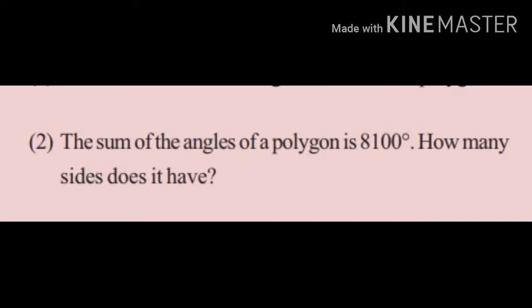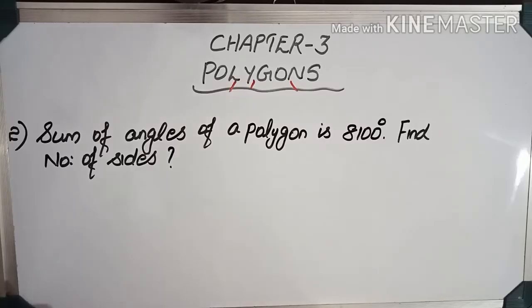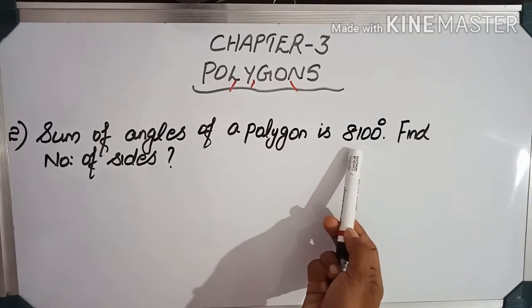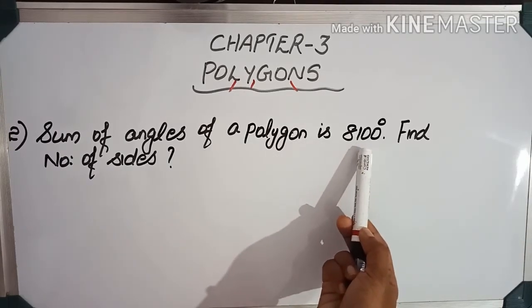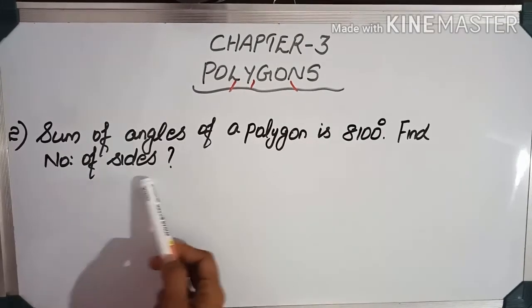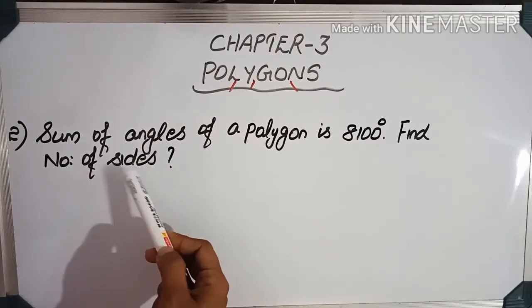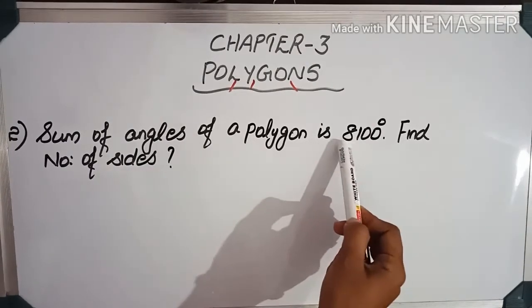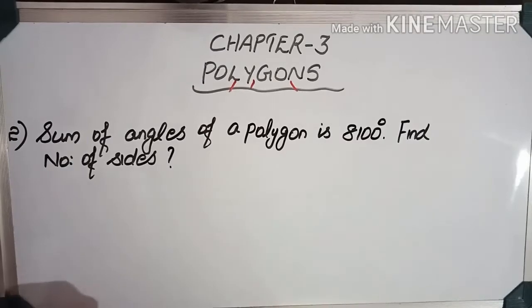Question number 2. The sum of the angles of a polygon is 8100 degrees. How many sides does it have? The question is a little different. Here we don't want to find the sum of angles. The sum of angles is already given, that is 8100. We want to find the number of sides. How many sides for a polygon with 8100 as the sum of angles.